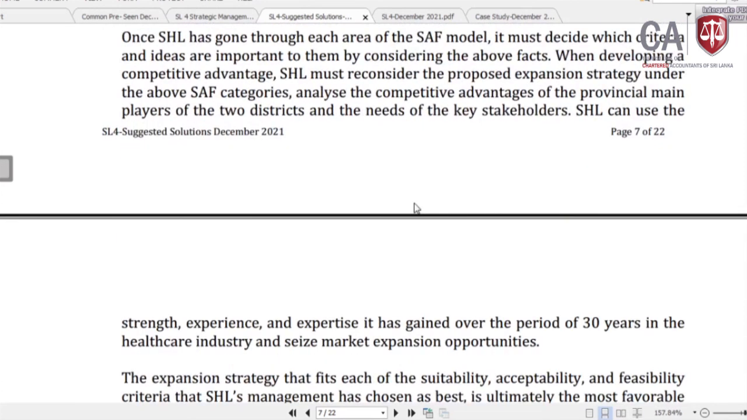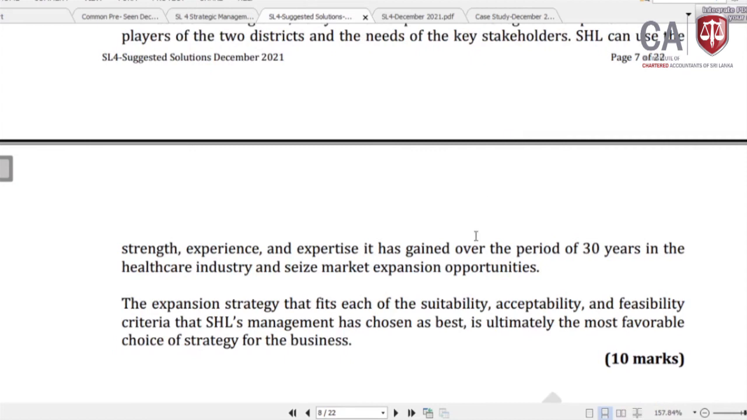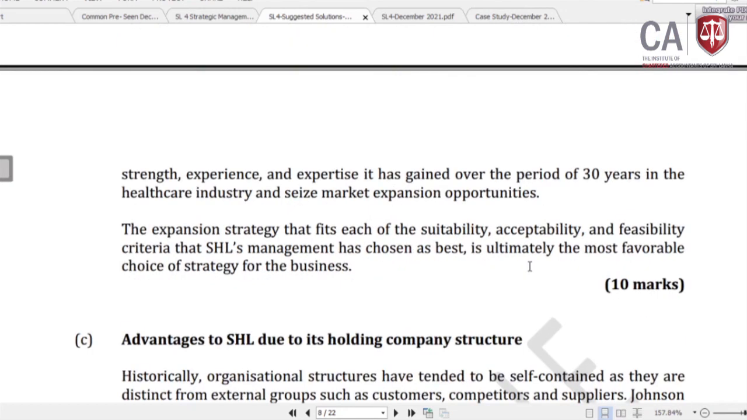Once SHL has gone through each area of the SAF model, it must decide which criteria and ideas are important, thereby considering the above facts. When developing a competitive advantage, SHL must reconsider the proposed expansion strategy under the above SAF categories, analyze the competitive advantages of the provincial main players of the two districts and the needs of the key stakeholders. SHL can use the strength and experience it has gained over 30 years in the healthcare industry and seize market expansion opportunities. The expansion strategy that fits each of the suitability, accessibility and feasibility criteria that SHL management has chosen as a base is ultimately the most favorable choice of strategy for the business.